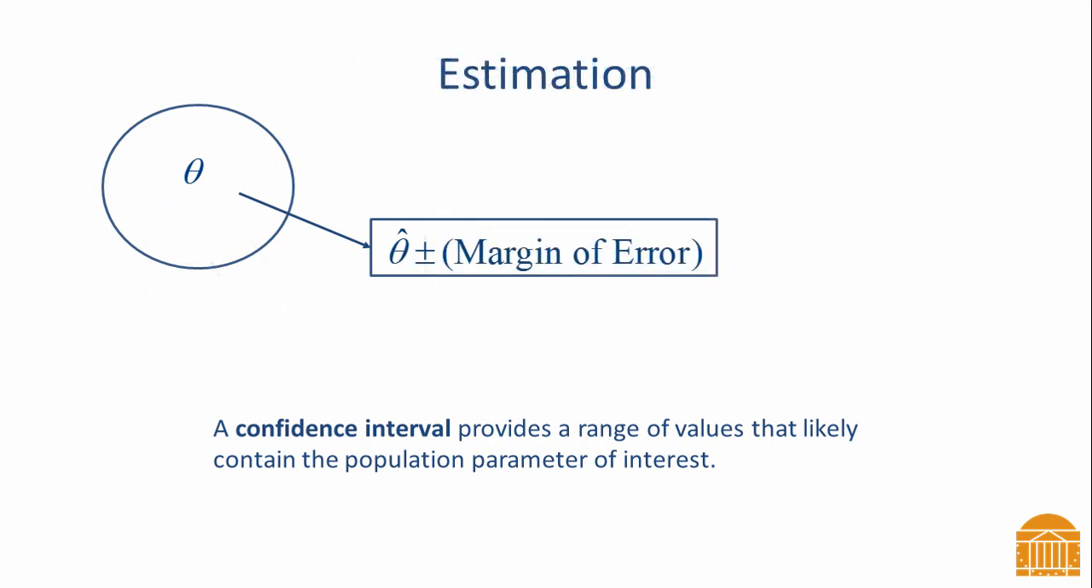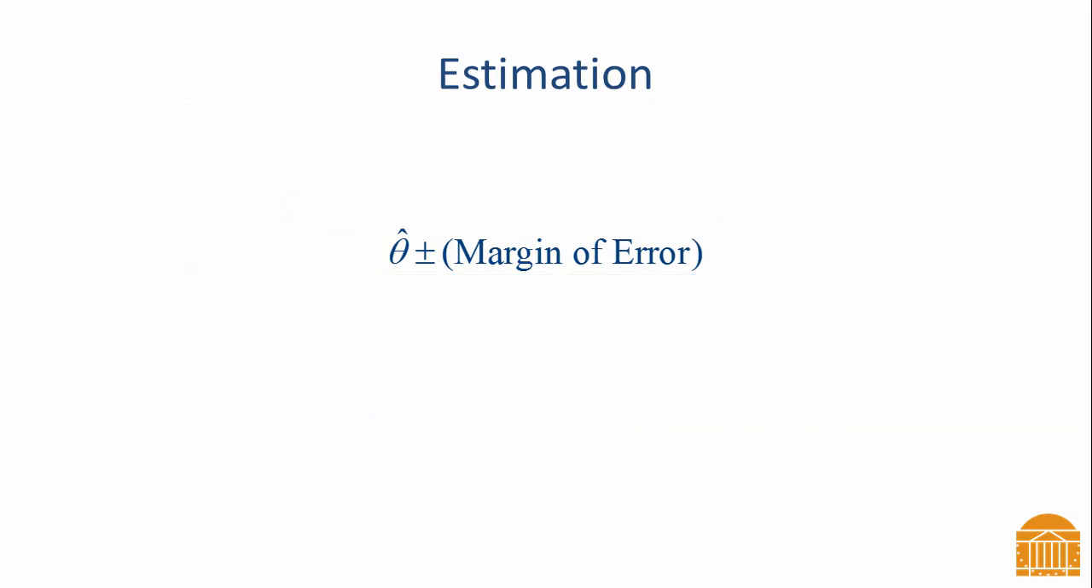A confidence interval is computed by adding and subtracting the margin of error from a point estimate. The margin of error describes the precision of an estimate to a certain degree of confidence. The smaller the margin of error, the more precise our estimate.